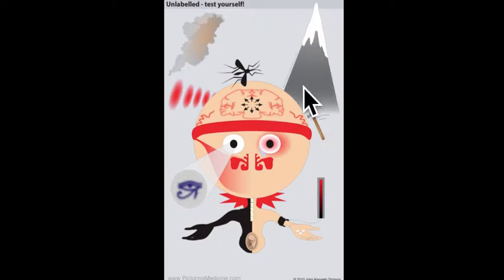This mountain reminds us that altitude can sometimes lead to headaches. Trauma or injury to the brain or head can cause a headache. The band around the forehead reminds us of the classic and common tension headache.